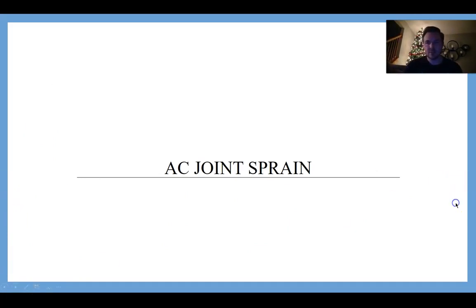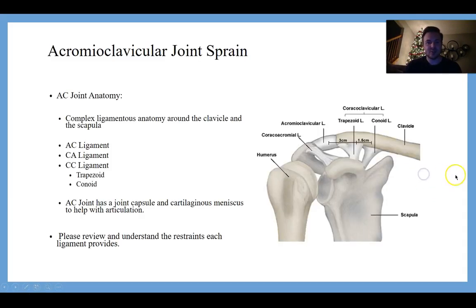All right, I had to take a quick break myself, so back with AC joint sprain. So let's talk about the anatomy of the AC joint. And so there's really three big ligaments here that I want you to be aware of. Of course, it's the AC ligament, which connects the acromion to the clavicle. And within that, you have a joint capsule as well as a meniscus that helps the joint articulate. And so those are all structures that are neurovascularized that can be injured. And we'll talk about what the injuries look like moving on.